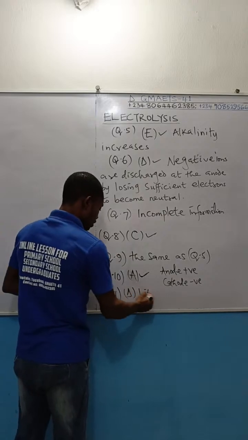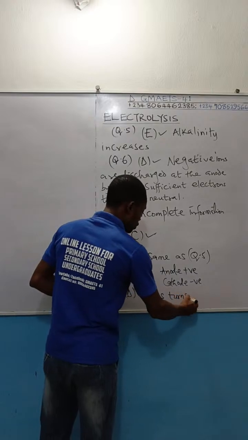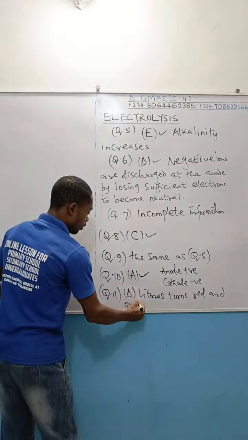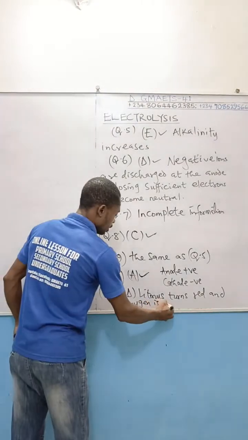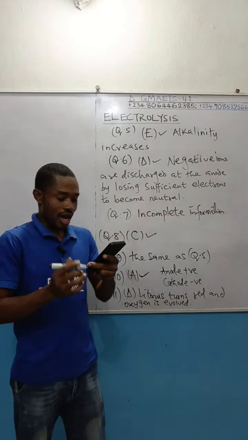Litmus turns red, and oxygen is evolved. All right, so that is it.